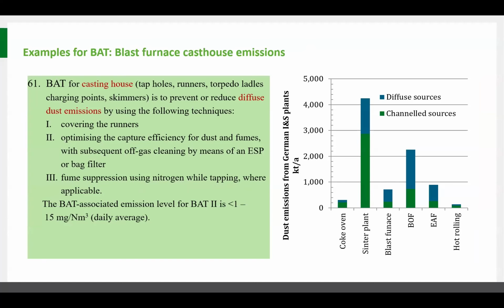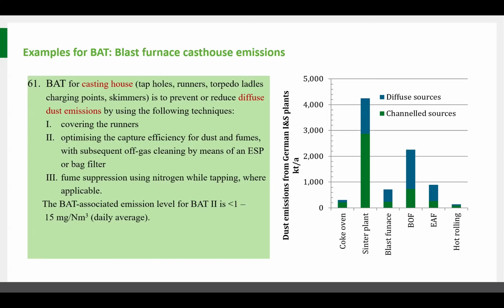So in the BREF comparison, we have also addressed the dust emissions from the blast furnaces. That means from the cast house. And I would like to have a short look at these BAT conclusions, because it is in fact addressing diffuse emissions. And on the right hand, you see a chart showing the total dust emissions from the German iron and steel plants expressed in kilotons per year.